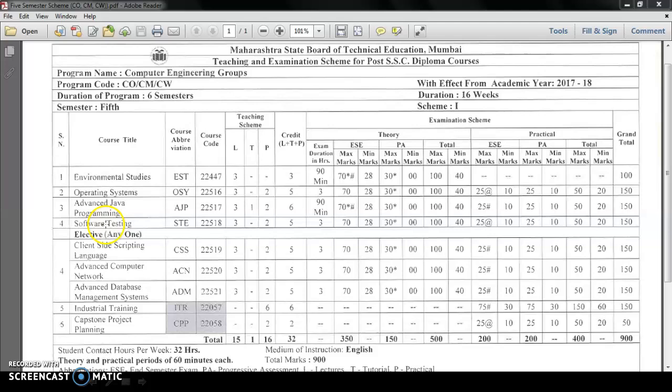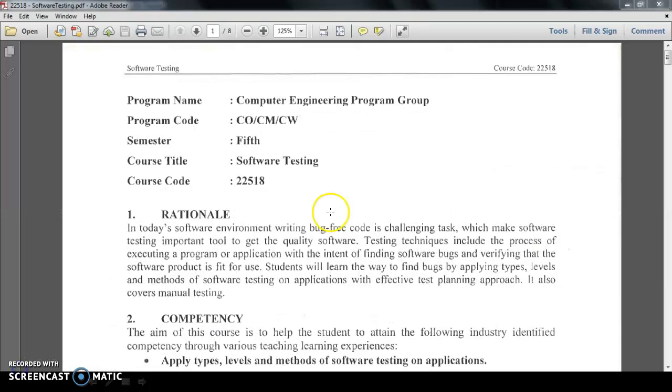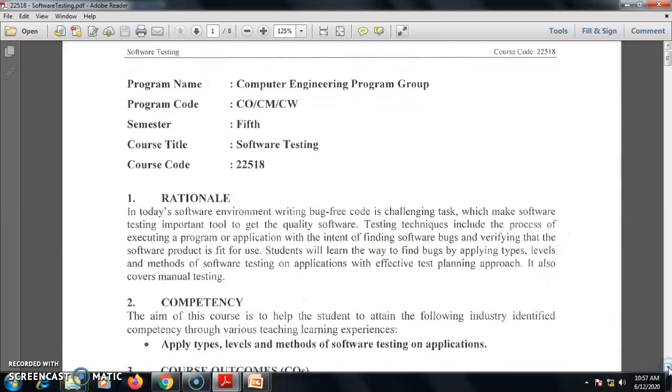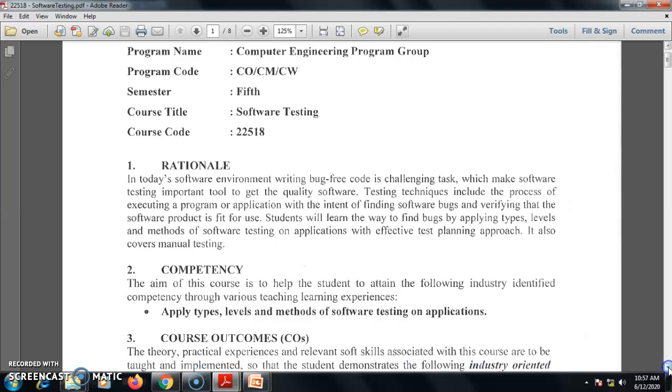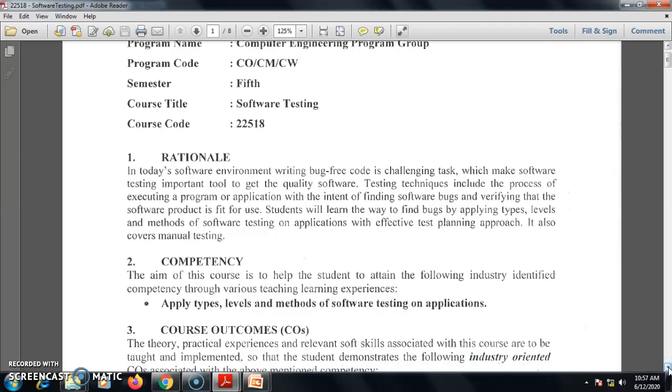So I am going to teach software testing subject. So we'll see what is the structure of software testing subject. Syllabus of software testing subject is open here. We'll see one by one. As you know, anything developed should be tested first and then delivered to the customer. So this subject is also very important.